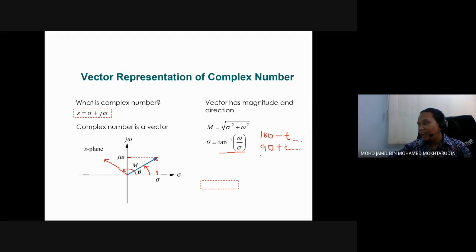I cannot explain the logic behind it, but I think you have learned it before. We will see an example later. Therefore, we can also represent the complex number S as S equals magnitude, angle, theta. This symbol is angle. So instead of S equals sigma plus j omega, you can also represent this in terms of M angle theta.